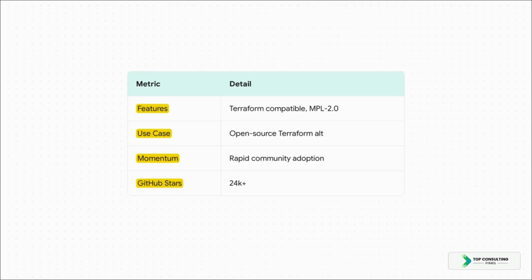The momentum behind this has been absolutely incredible. Think about it. It's already racked up over 24,000 GitHub stars in a really short amount of time. And the key thing to understand about OpenTofu is that it's not really about having brand new, shiny features. It's about a deep philosophical commitment to open source. So for any team or company where that community governance and a truly open license are absolute deal breakers, OpenTofu is now the obvious choice.